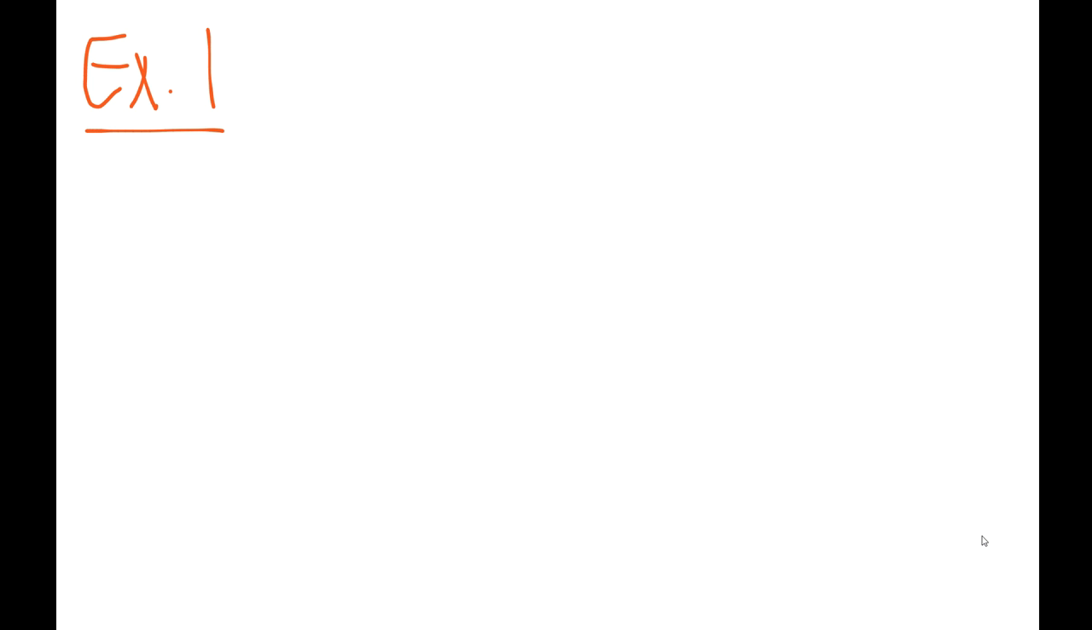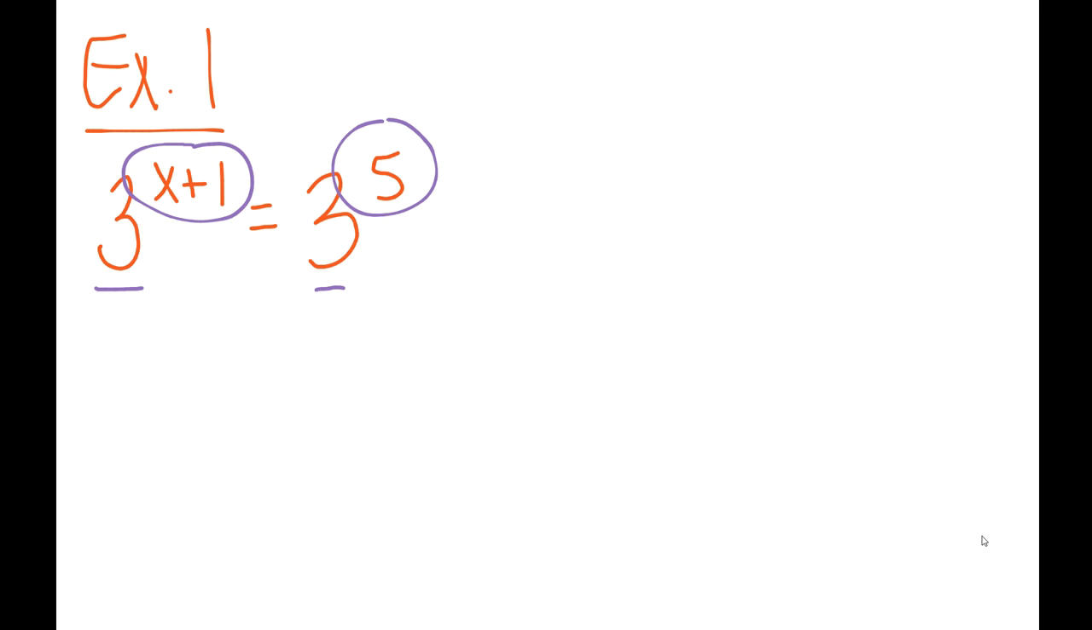So example 1, if we have something like this, 3 to the x plus 1 equals 3 to the 5th. You can see your bases are the same, 3 and 3. So all you have to do is take your exponents. x plus 1 equals 5, minus 1, x equals 4.